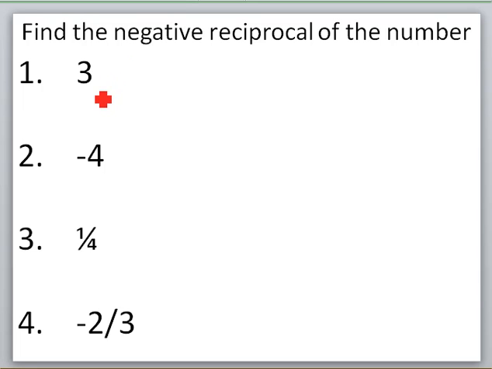The first number is 3. I'll make it a fraction by putting it over 1. So the negative reciprocal of this would be 1/3 is the reciprocal, but the negative reciprocal would have a negative in front of it. It was positive, now it's negative. The second example, I have negative 4. I can put that over 1. I'll make that a fraction by putting 1 over 4. It was negative, now it's positive. That makes it be its negative reciprocal.